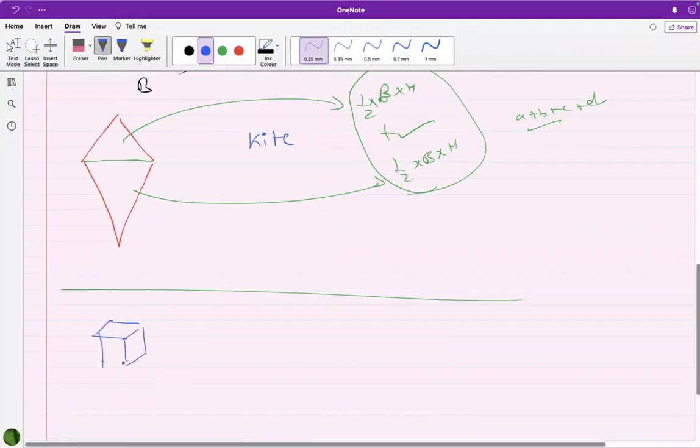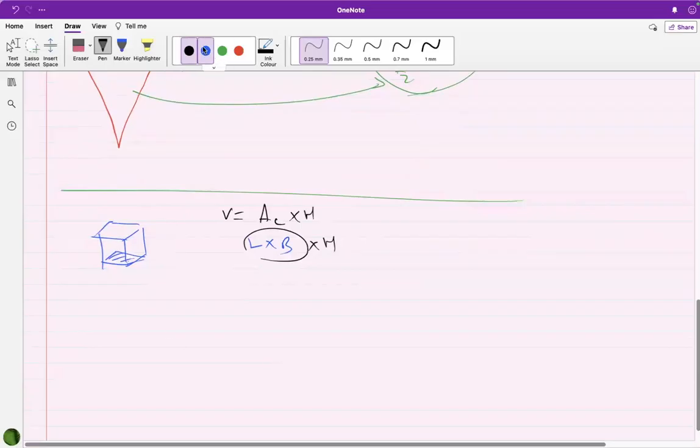If this is a cube or cuboid, base area would be length into breadth. So whatever is the base area, or we call it cross-sectional area, into height is the volume. So you already know the area of the base into height is the volume. So when you look at this shape, that's a circle and area is pi r square. And if you look at the 3D shape, that is a cylinder. So 3D shape volume is area of base times height.